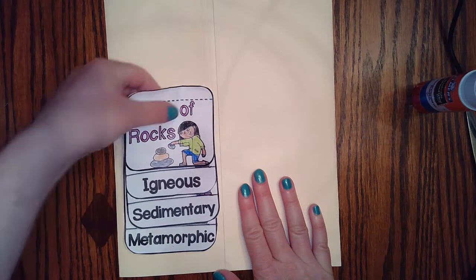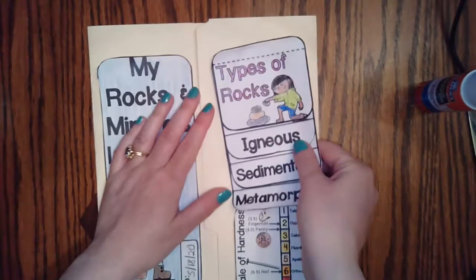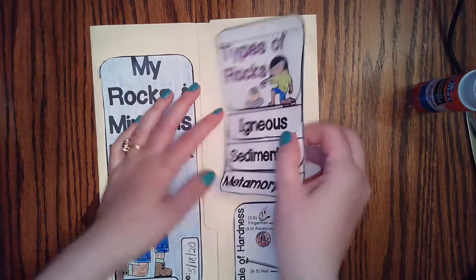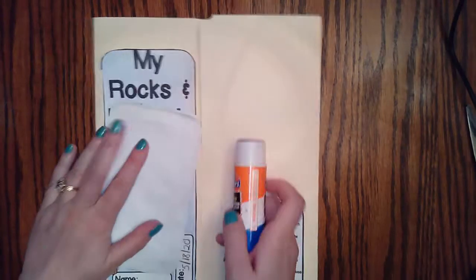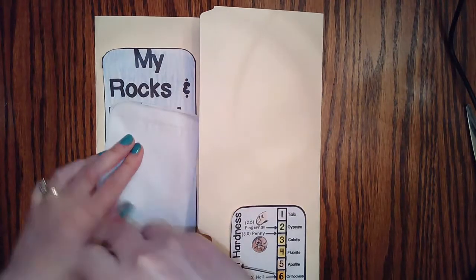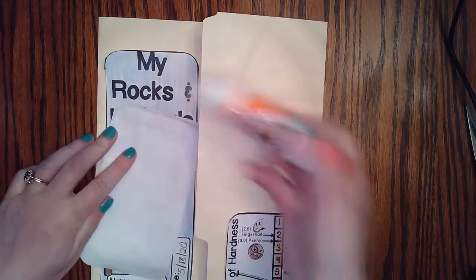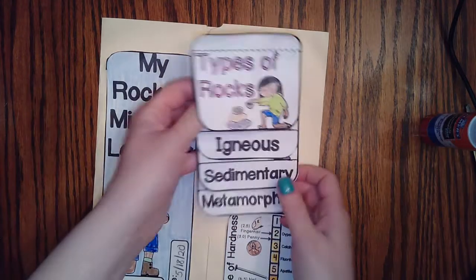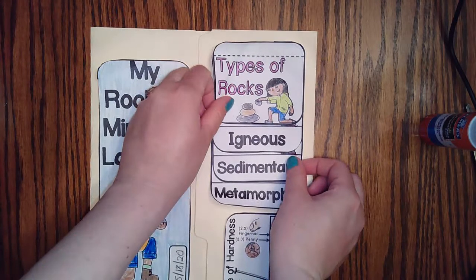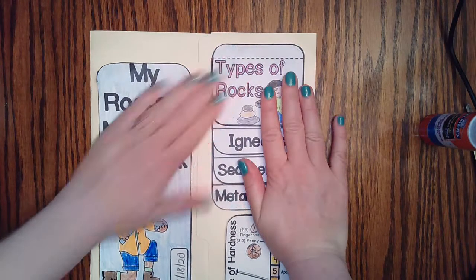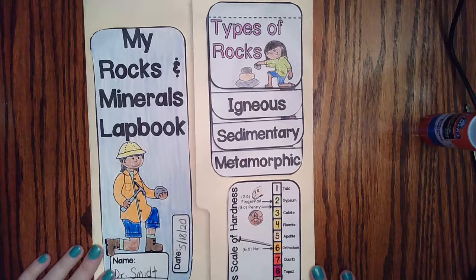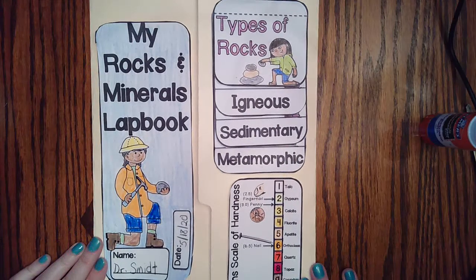So what we're going to do is turn this over, and we're going to glue this, and we're going to put it right here. So I'm going to add some glue on here. Just like this. And there we go. Isn't that great? This is the cover of your Rocks and Minerals Lapbook.